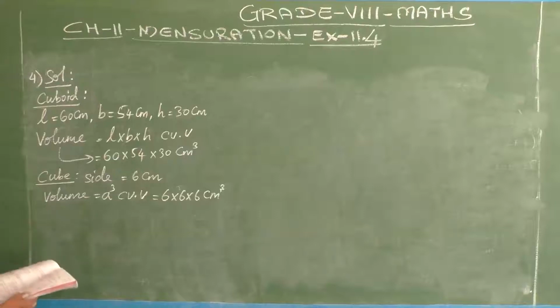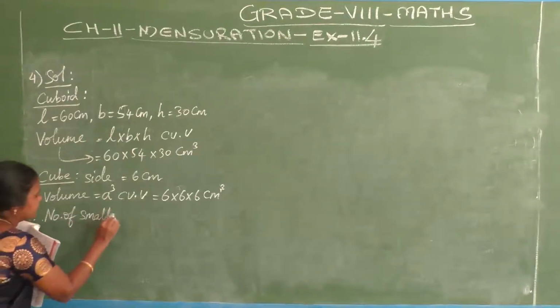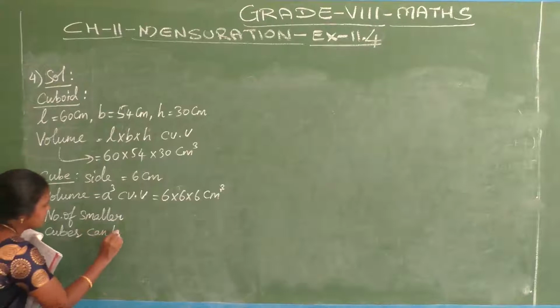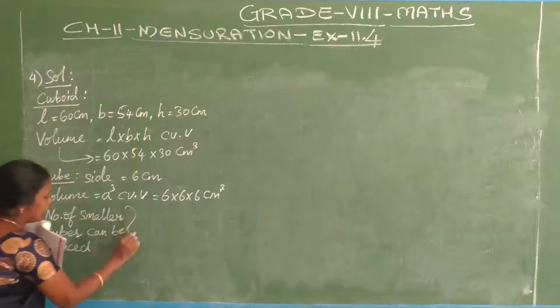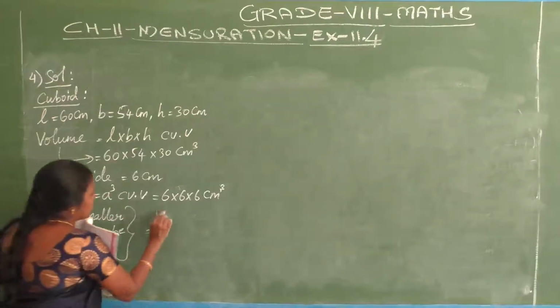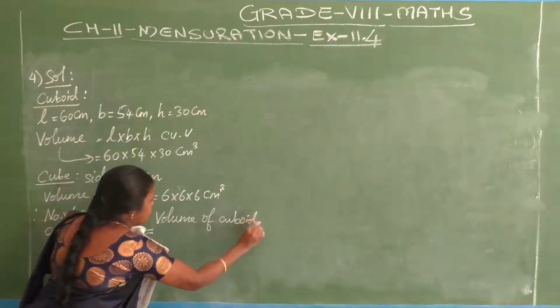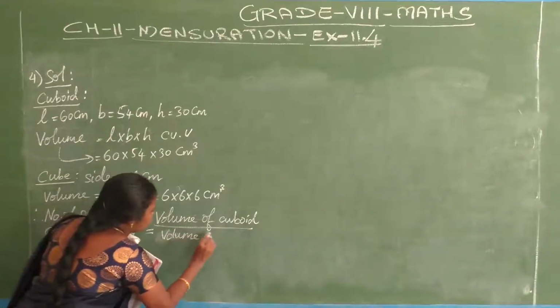Then what are they asking here? How many small cubes with the side 6 centimeter can be placed in the given cuboid? So therefore the number of smaller cubes that can be placed in the bigger cuboid is equal to what comes? Volume of the cuboid by volume of the cube.